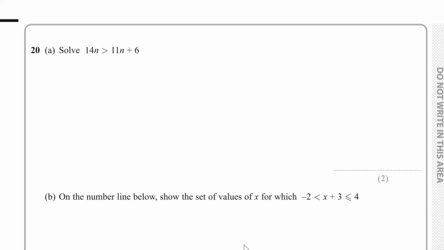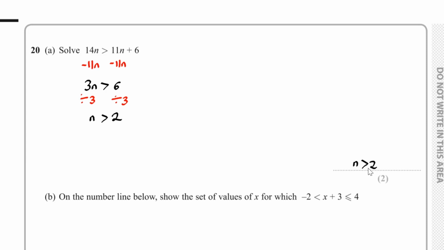Question number 20, we have to solve 4n being greater than 11n plus 6. Well, if I subtract off 11n from both sides, we see that we have 3n being greater than 6. And now if I divide both sides by 3, we see that n is greater than 2.